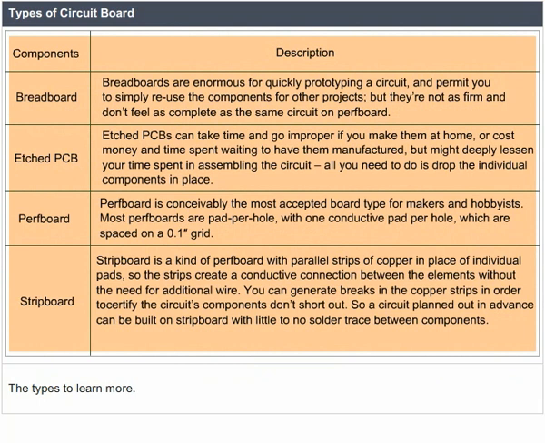Perf board. Perf board is arguably the most popular board type for makers and hobbyists. Most perf boards are pad per hole, with one conductive pad per hole, which are spaced on a 0.1-inch grid.